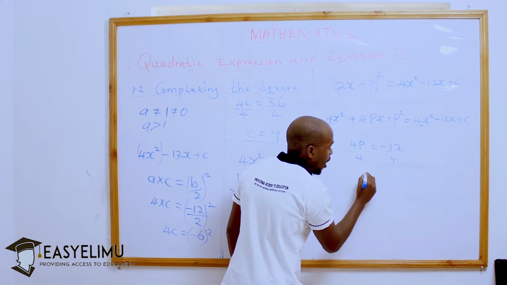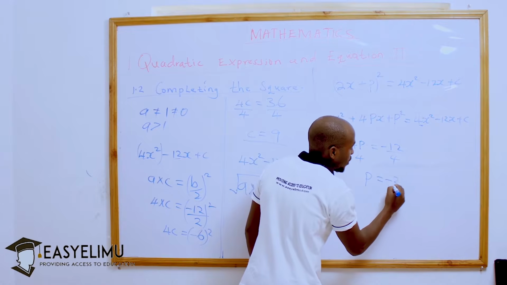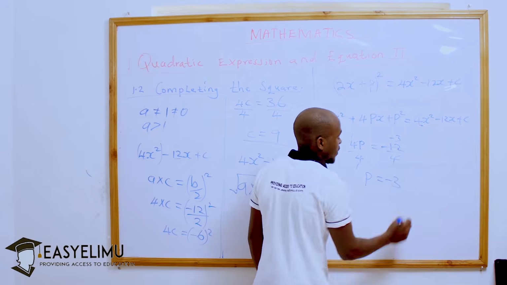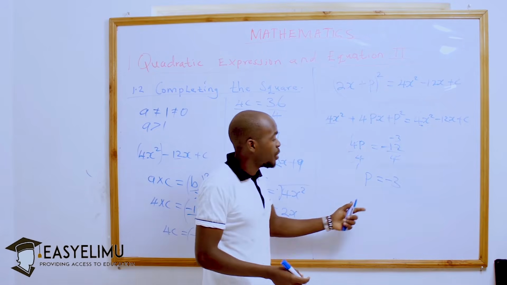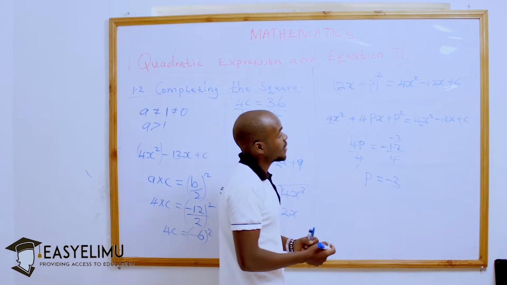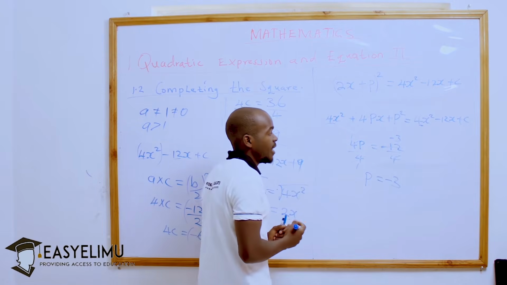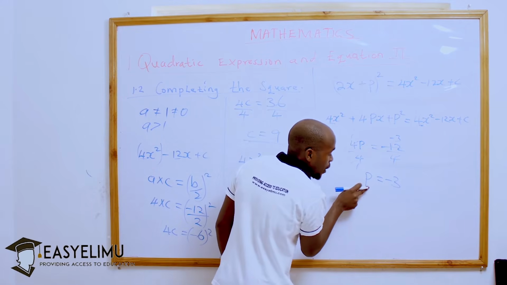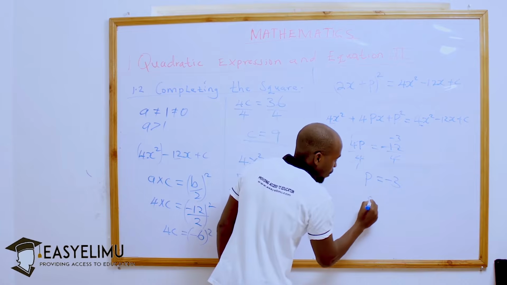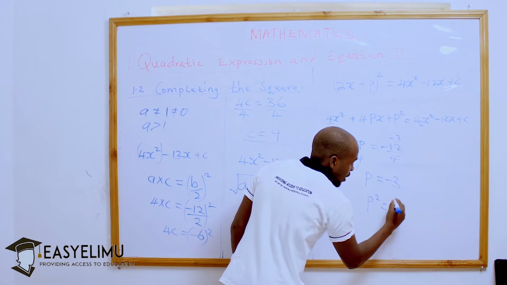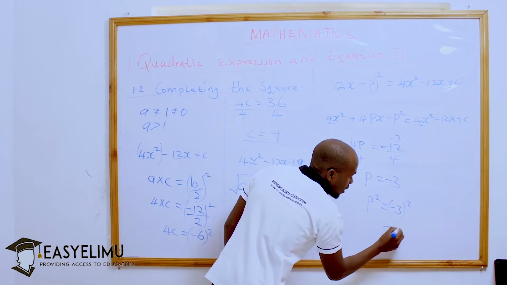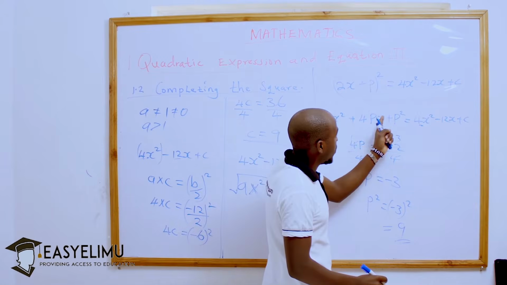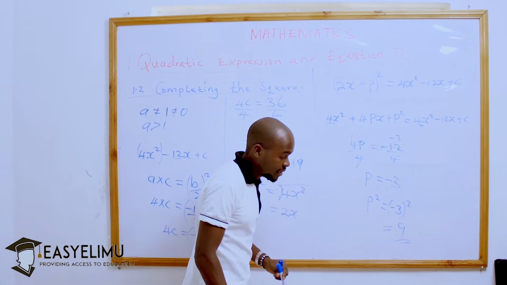And we shall get that our p is going to be negative 3. If we divide here, it is giving us negative 3. So having p as negative 3 here, we can find p squared. Now p alone is negative 3, but p squared is going to be negative 3 squared. So we will get p squared is 9.